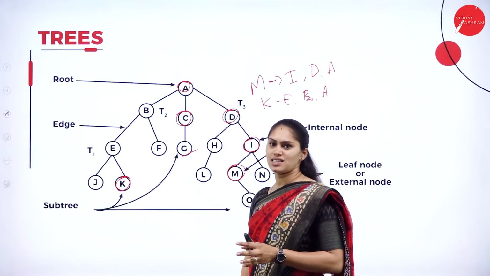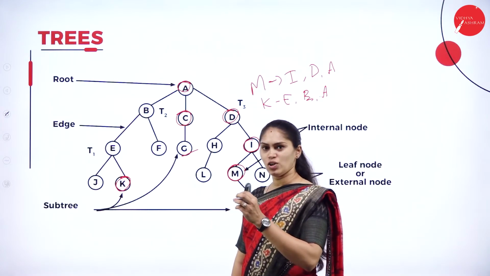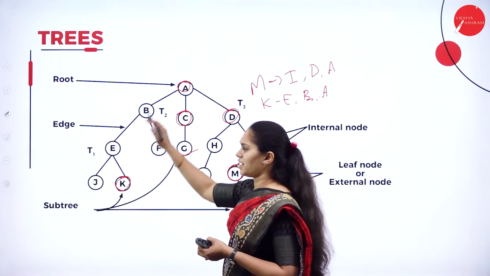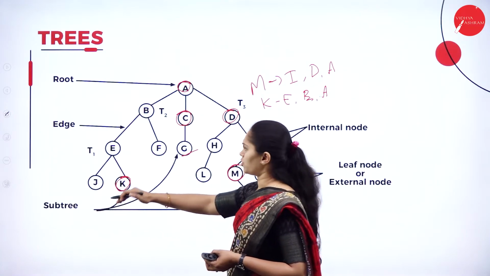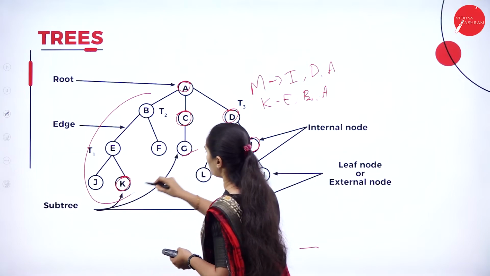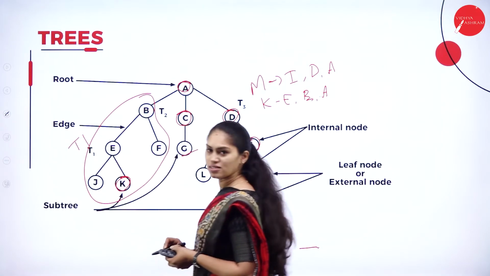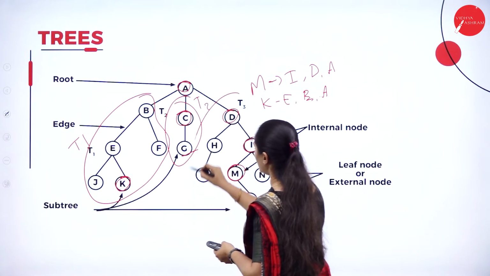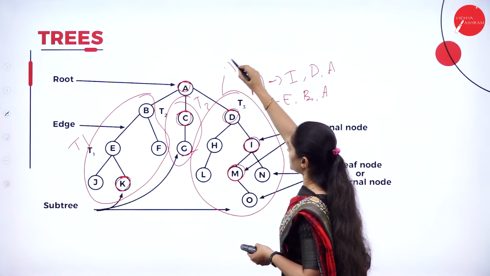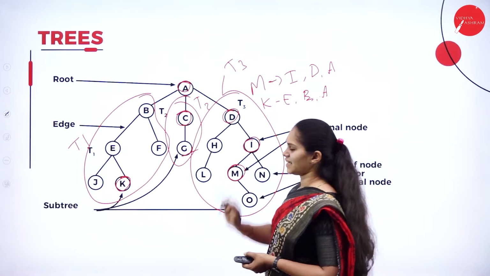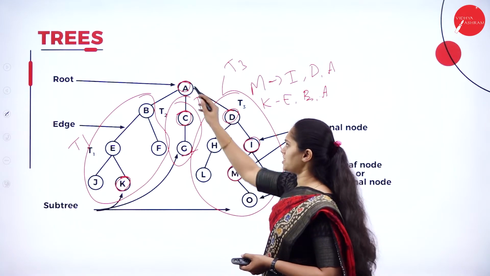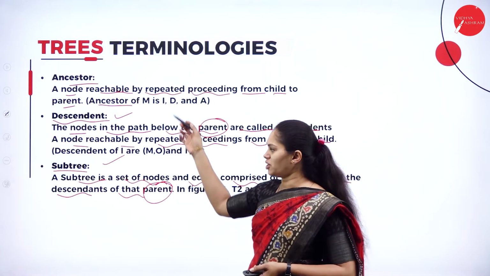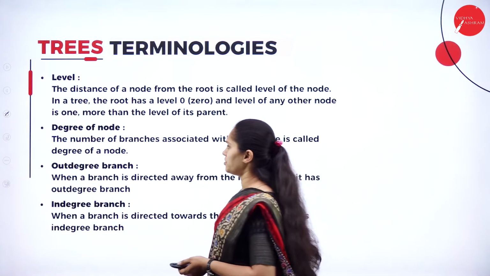So when it comes to the subtree, it will be a parent node along with all its descendants. The descendants, in the sense, parent to child until the leaf node. So then this will be T1, or subtree 1, and this will be T2, and this will be considered as what? T3. So T1, T2 and T3 are the subtrees of this root called A. So it's all about these 3 terminologies here. We'll see some more terminologies now.